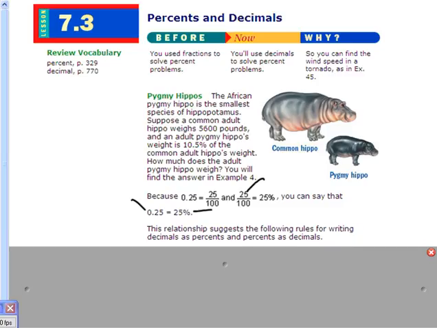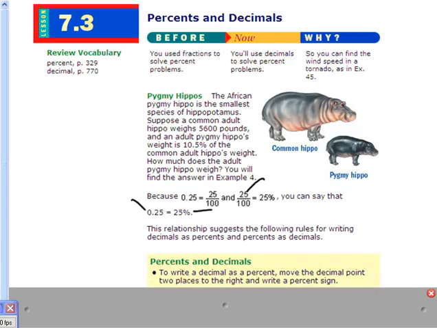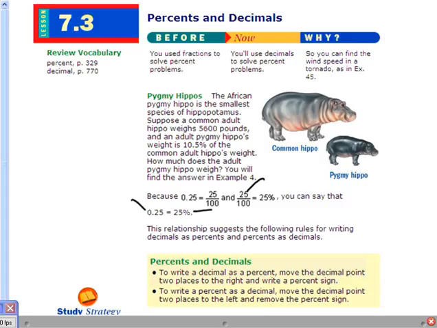This relationship that we just looked at suggests the following rules for writing decimals as percents and percents as decimals. So here's our summary. To write a decimal as a percent, move the decimal point 2 places to the right and write a percent sign. To write a percent as a decimal, move the decimal point 2 places to the left and remove the percent sign. These are easy things to do. However, it's important to pay attention to why you're doing what you're doing and when it's appropriate to go to the left or to the right. So we'll try to point that out as we go here.